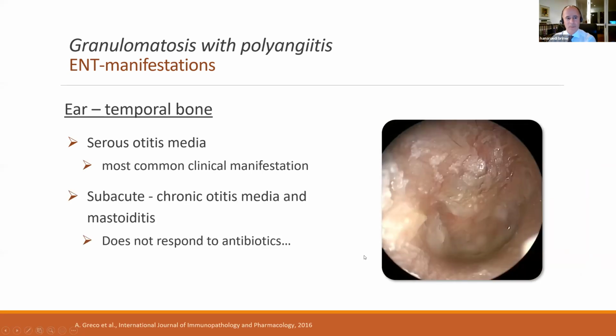However, also subacute and chronic forms of otitis media and mastoiditis are seen, and what's typical, they do not respond well to antibiotics. Furthermore, the disease may be bilateral. And this is what you have to remember. If you have an inflammatory affection of the ear or the mastoid, which is not responding to antibiotic treatment, which is even bilateral, then you have to think of and exclude a GPA.